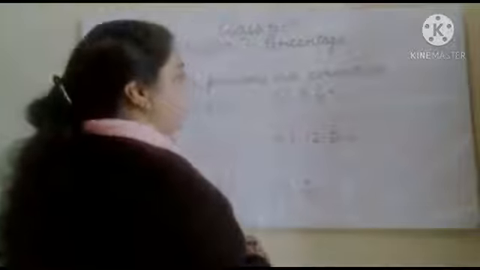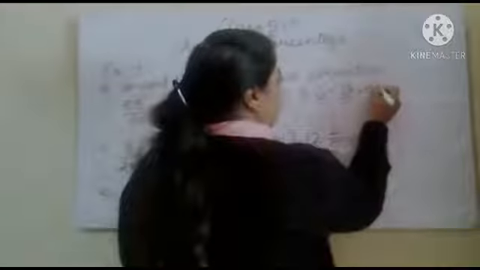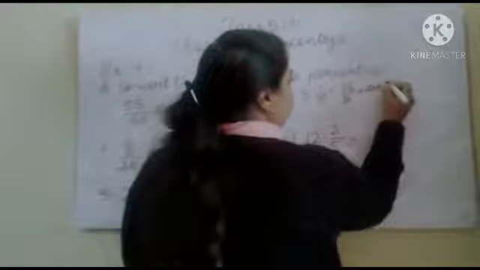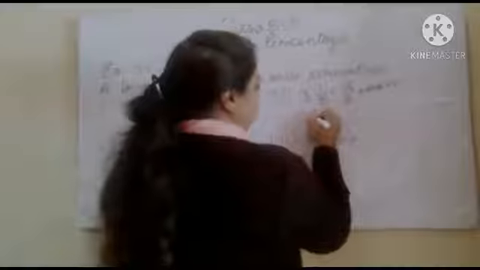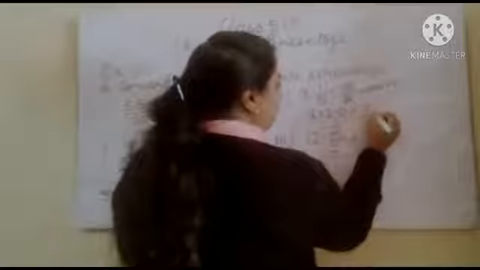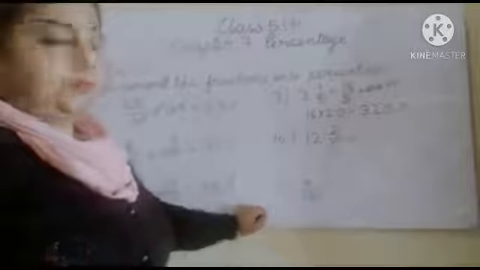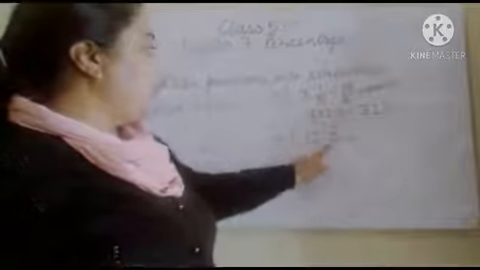Now question number 7. 3 1 upon 5. So 3 multiplied by 5, that is 15, and 1 is 16 upon 5, then multiply by 100. This cut with 100 by 20. 16 into 20. 16 twos are 32 and 0. 320%.